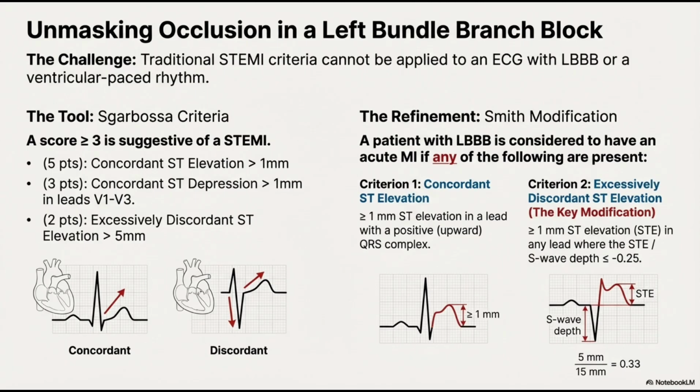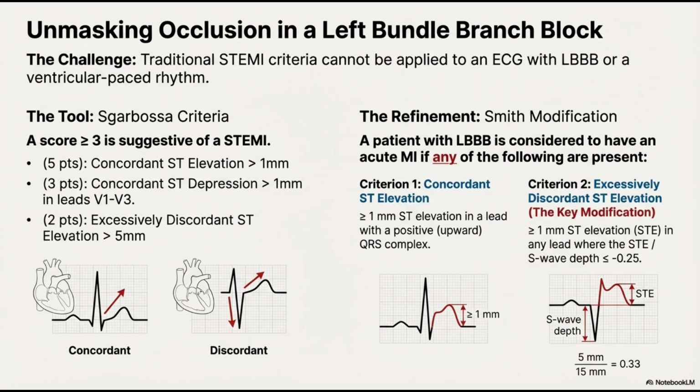And the final 2 points come from what we call excessive discordance. 2 points for excessively discordant ST elevation of 5 millimeters or more. So the ST segment is elevated opposite to the QRS as expected, but the elevation is just wildly exaggerated. But the expert community now often prefers the Smith modification of Sgarbossa because that 5 millimeter rule was too insensitive, right? It missed too many true events.